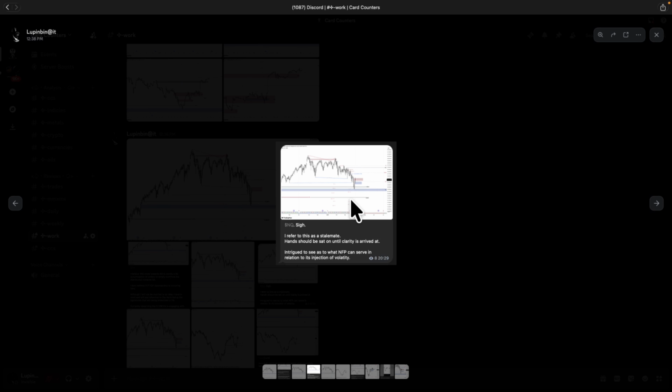So the comment that I stated on this was, I refer to this as a stalemate. Hands should be sat on until clarity is arrived at. And I'm intrigued to see what NFP can serve in relation to its injection of volatility.